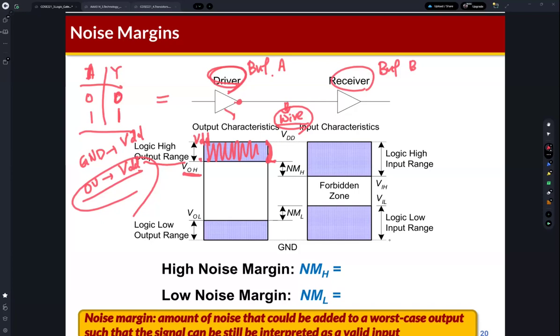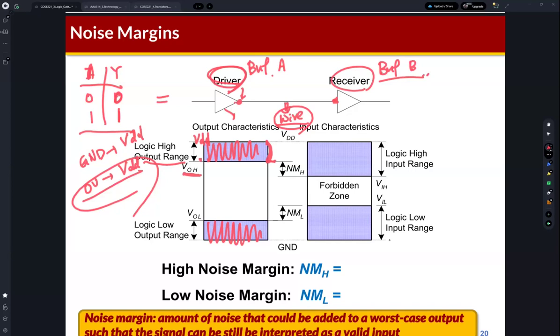It's the same for the low level signal, a low level voltage like value 0. This range of signal can be generated from buffer A. Then buffer B receives the output voltage level from buffer A, which means buffer B can receive some output from buffer A.